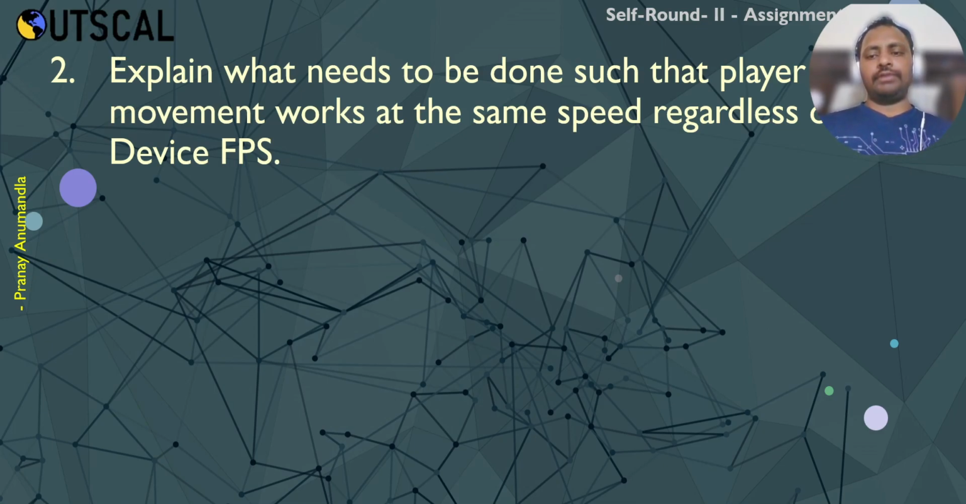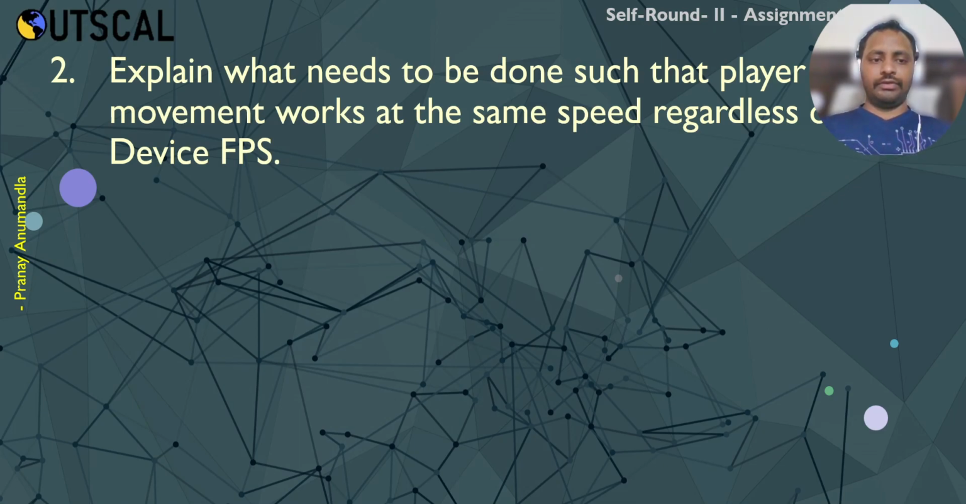Explain what needs to be done such that player movement works at the same speed regardless of the device. Yes, it is needed. Different devices will have different FPS, so player movement or speed should be frame rate independent. To become frame rate independent, we should multiply speed with the frame time. Frame time is nothing but the time taken to change from the current frame to the next frame. It is also said to be the time taken for a frame to render.